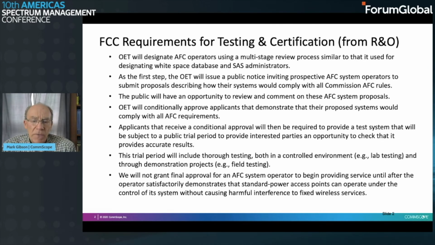But at least we have some background on that. It says the first step, they'll issue a public notice. Again, that happened a few weeks ago, and they approved that last week. So the public notice is out there and it's official. And I have some timing on here in a moment, so I'll talk about that. And in the process, there will be an opportunity for the public to comment on the proposals that would be submitted for AFCs. And I'll talk about that in just a second. So once the AFC operators who submit their proposals are reviewed by the commission, then the Office of Engineering and Technology, which is the OET, will approve these applicants that demonstrate their systems can comply with AFC requirements.